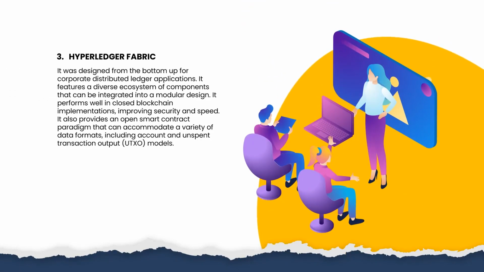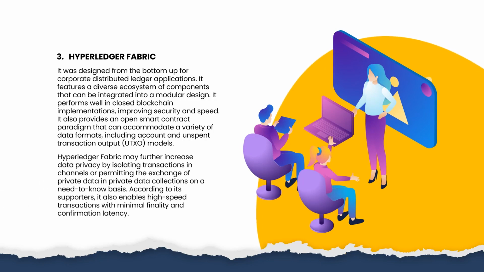Three. Hyperledger Fabric. It was designed from the bottom up for corporate distributed ledger applications. It features a diverse ecosystem of components that can be integrated into a modular design. It performs well in closed blockchain implementations, improving security and speed. It also provides an open smart contract paradigm that can accommodate a variety of data formats, including account and unspent transaction output (UTXO) models.